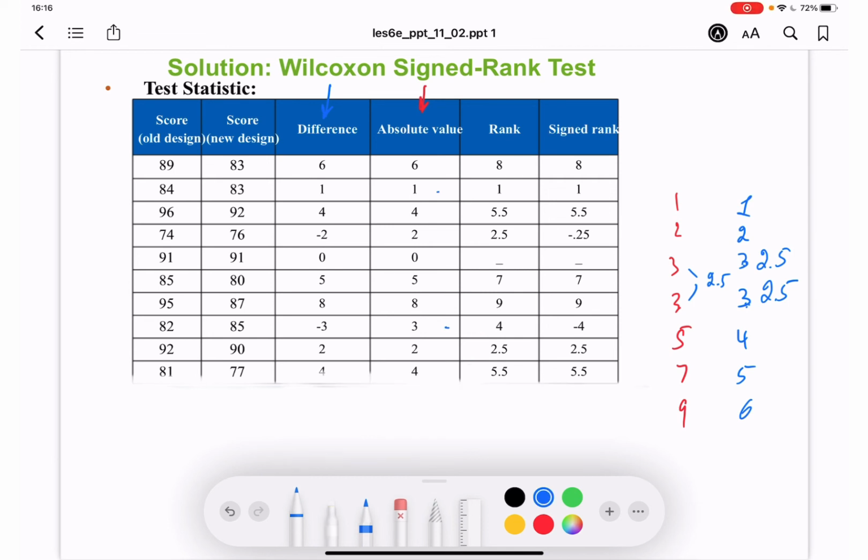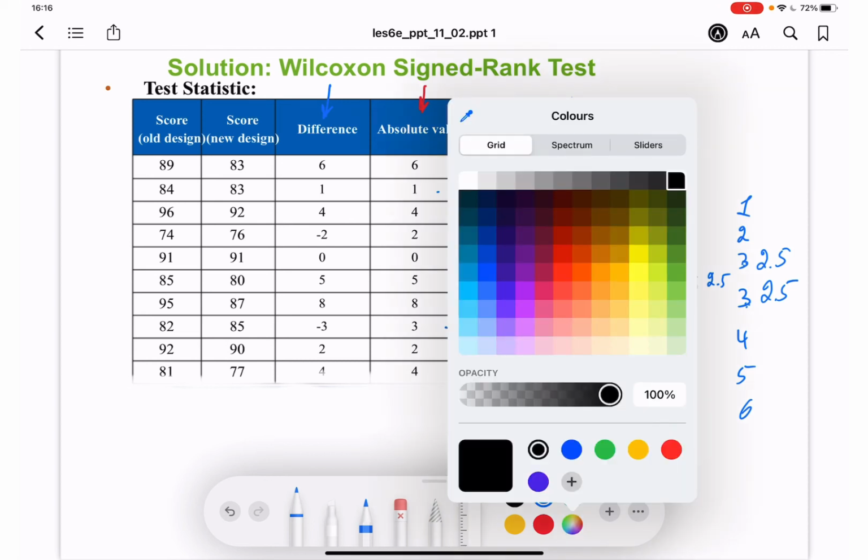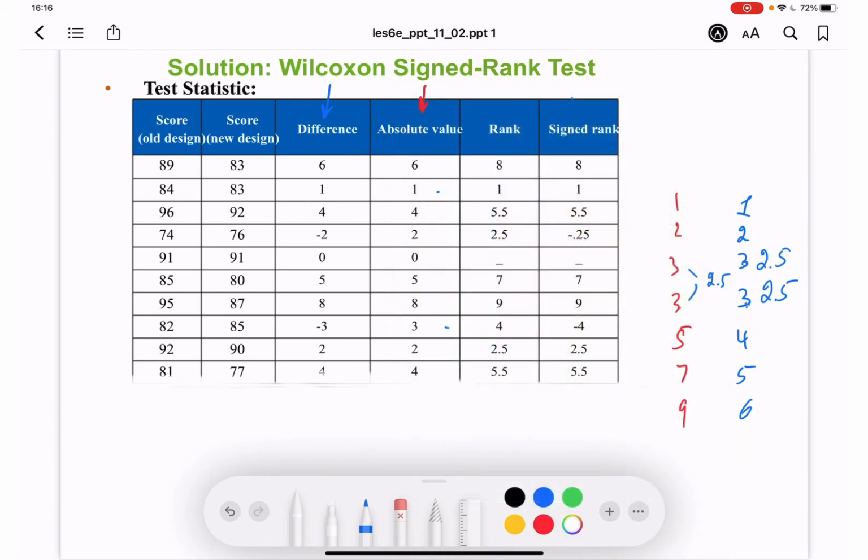And lastly, we are going to bring back the sign. We are going to bring back the sign here, the signed rank. So which means here we had negative, so we bring back this negative. Here we have negative. We bring back this -4. What do we need it for? Because then we are going to do signed rank testing.